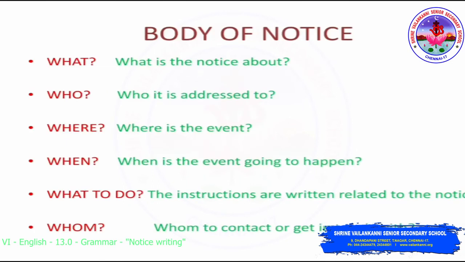Now, let's see what should be written in the body of the notice. Remember to answer the 5 W's. So, what are the 5 W's here? What, who, where, when, what to do, whom. The first question, what? What is the notice about? The notice should clearly mention what is going to happen or what has already happened. It should clearly mention what it is for.